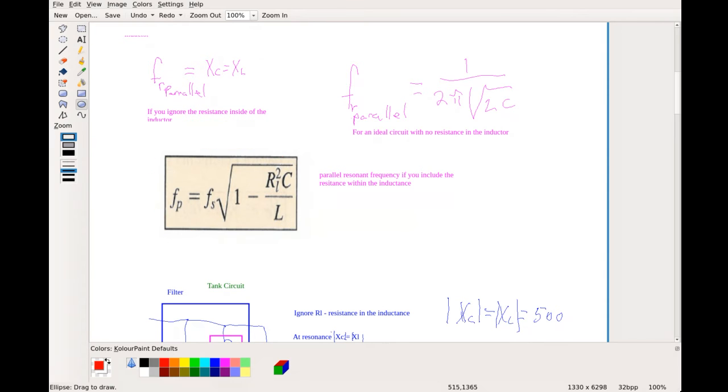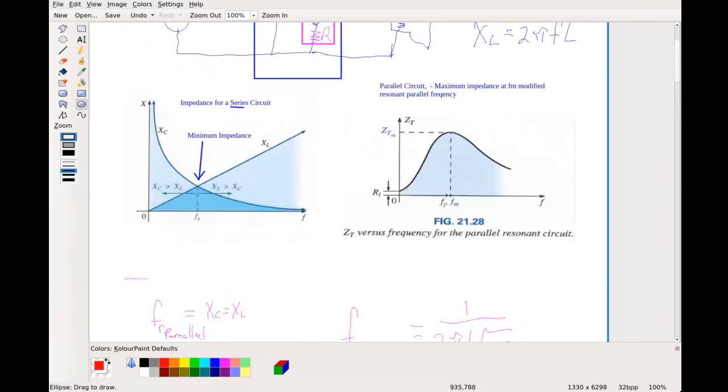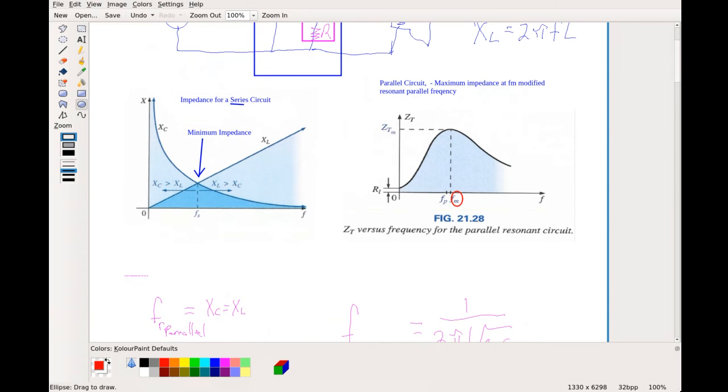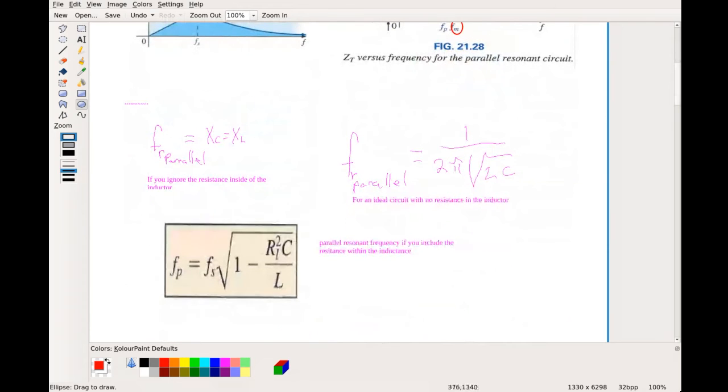So if you looked at that plot up here, right? So the true parallel frequency is shifted back lower, slightly lower, because it's reduced. So this right here is what they call, it's actually like the maximum value here. Okay, but the true parallel frequency is just shifted due to this resistive piece here. Okay.